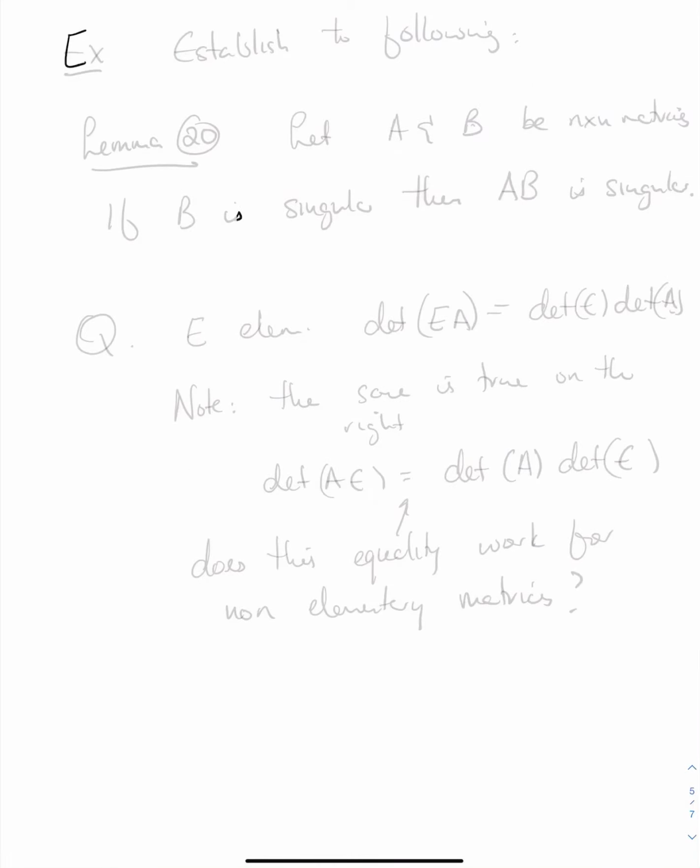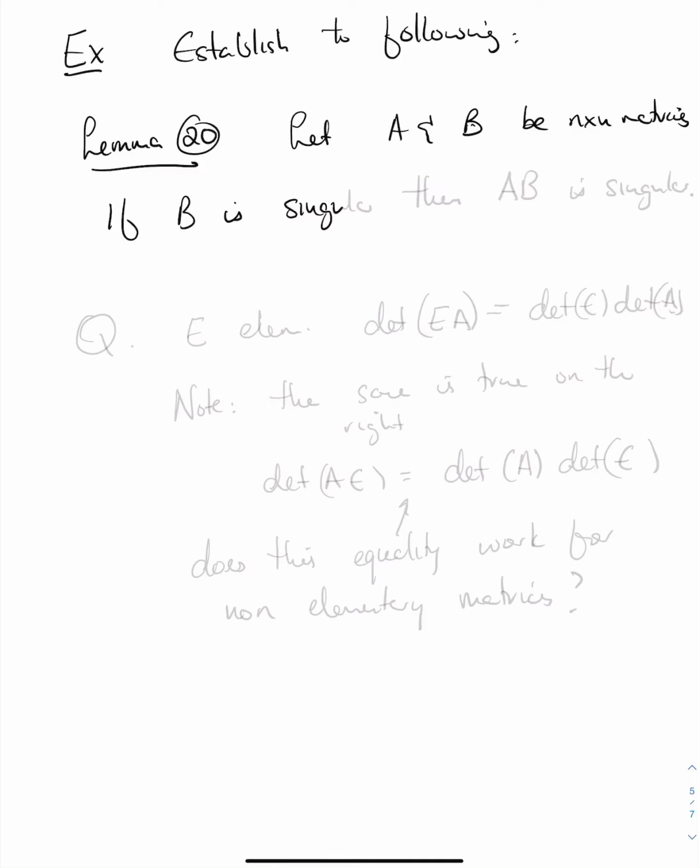Here's an exercise for you. Establish the following. Lemma 20. Let A and B be n by n matrices. If B is singular, then A times B is also singular. This lemma is going to help us prove what's next.